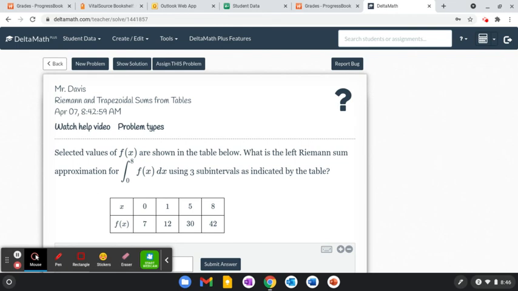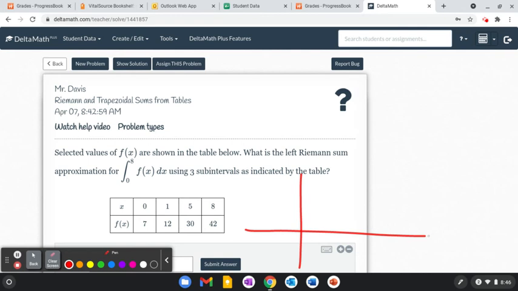So in some ways this is easier once you get the hang of it, because essentially what this is saying is if we were to take this table of values, we have some function where at 0, f of x is up there at 7, right? And then at 1, it's up to 12, up here. And at 5, it's some other value, 30 way up here. And at 8, it's up at 42.